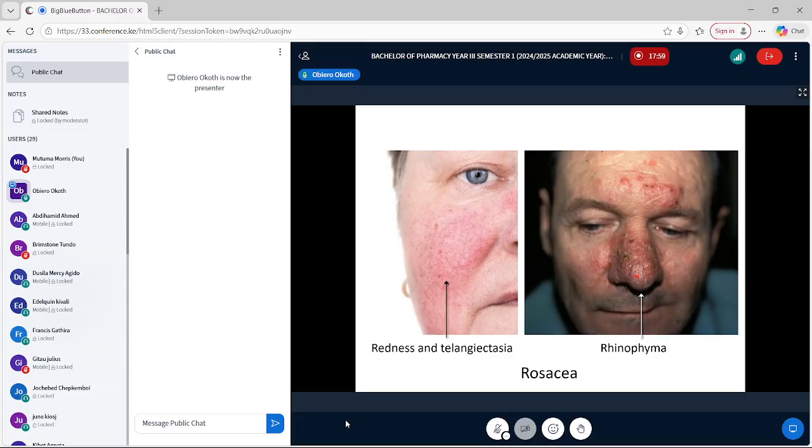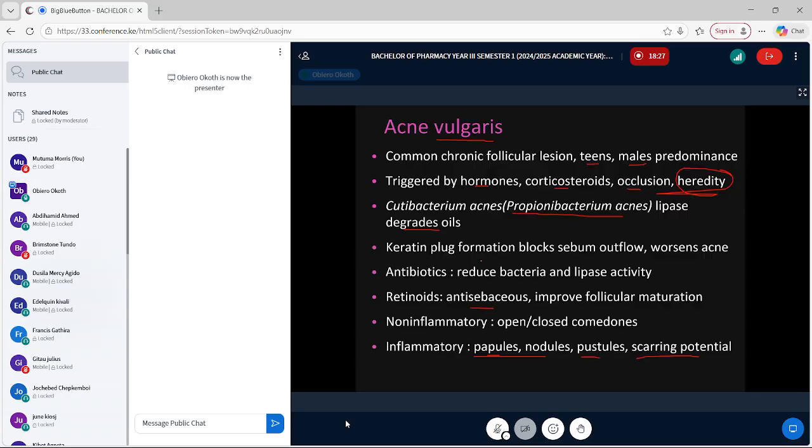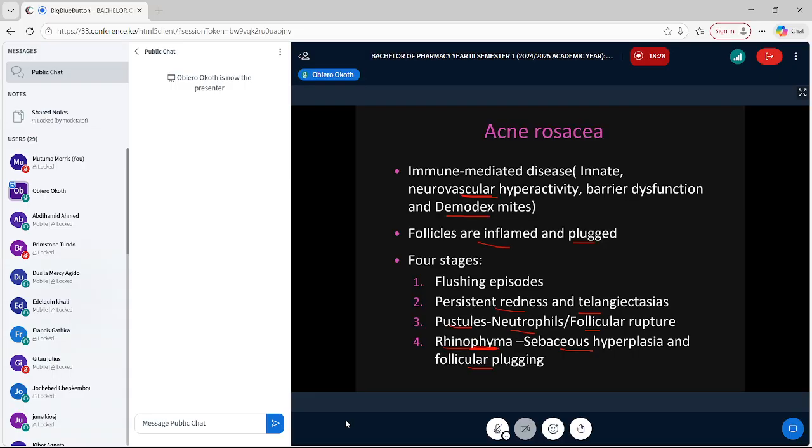This one here, okay, this is now rhinophyma. But you can see at the start you have redness, and then here you can see small blood vessels. This is redness and telangiectasia. Again, erythema. This is rosacea, to differentiate it from acne vulgaris.